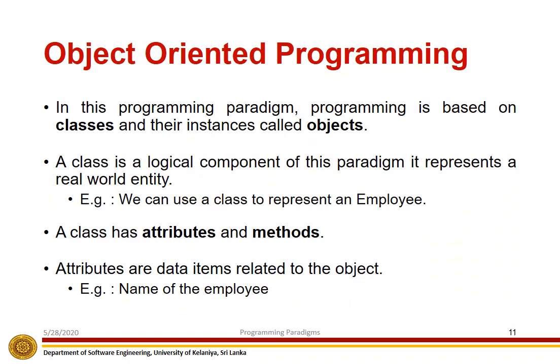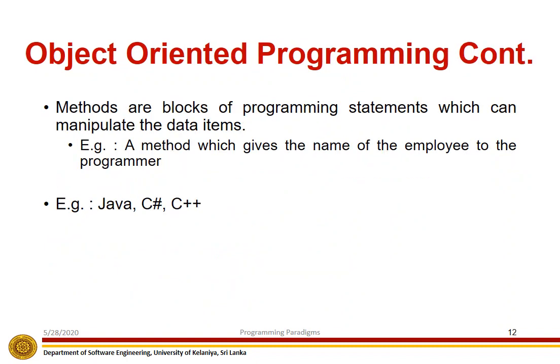Object-oriented programming. In this programming paradigm, programming is based on classes and their instances called objects. In this framework, all real-world entities are represented by classes. For example, we can use a class to represent an employee of a company. A class has attributes and methods, and attributes are the data items related to the object. For example, according to the above-mentioned employee class, the name of the employee is an attribute. Then methods are blocks of programming statements which can manipulate the data items. According to the same example, a method gives the name of the employee to the programmer.